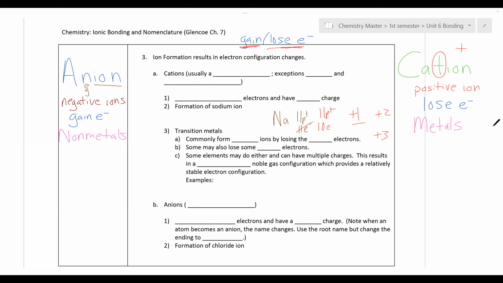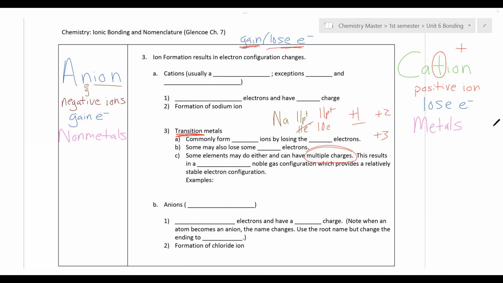So you have a -3 charge or a -2 or a -1, okay? All right, so we talked about cations and anions. Transition metals are funky, okay? They're a little bit funky because they may lose more than one electron. They're kind of different. They have multiple charges, okay? So that's the big thing to remember about them.